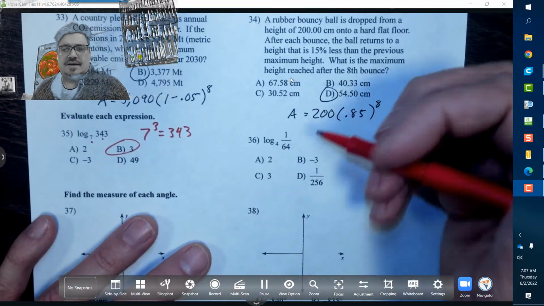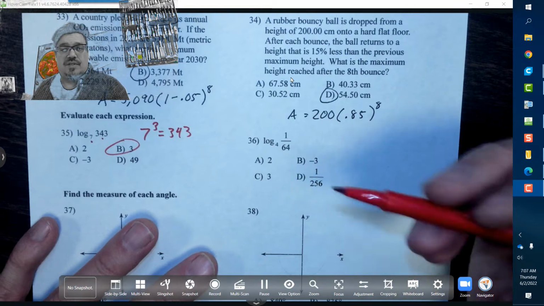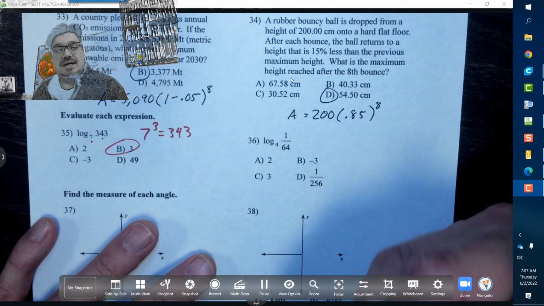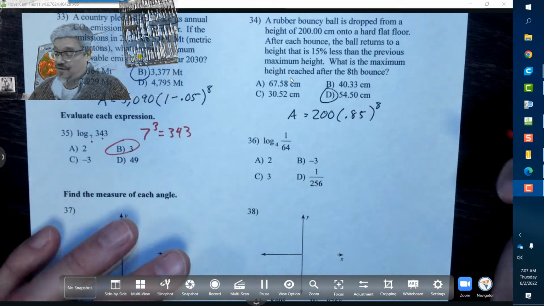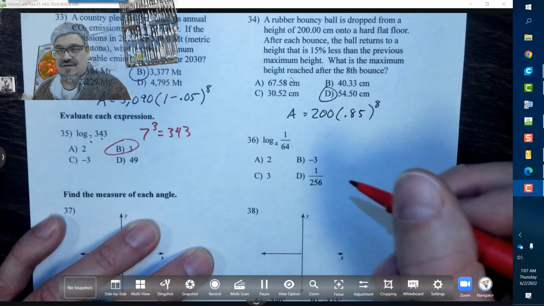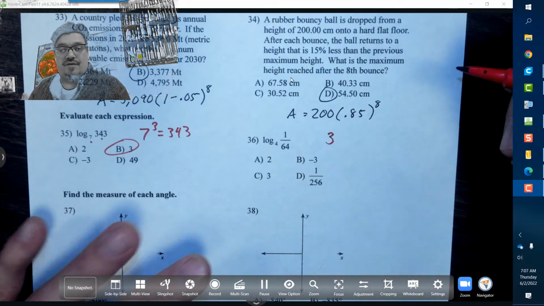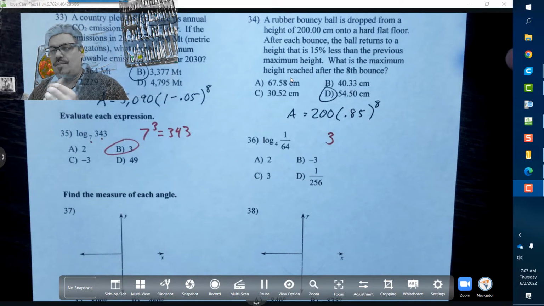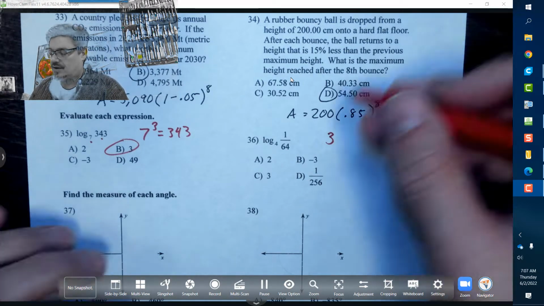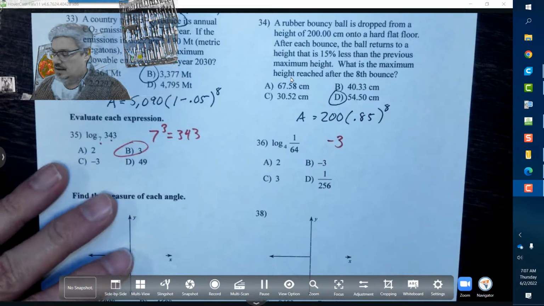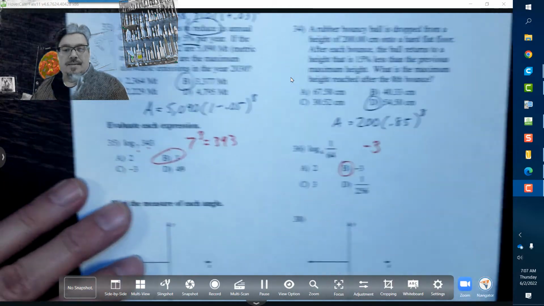Now we have to again ask our question: what is the exponent that changes 4 into 1 over 64? Now 4 can change into 64 with the exponent of 3. 4 to the third power is 64, but to get the 1 over, I have to make sure that it is negative. So the answer to that one is B.